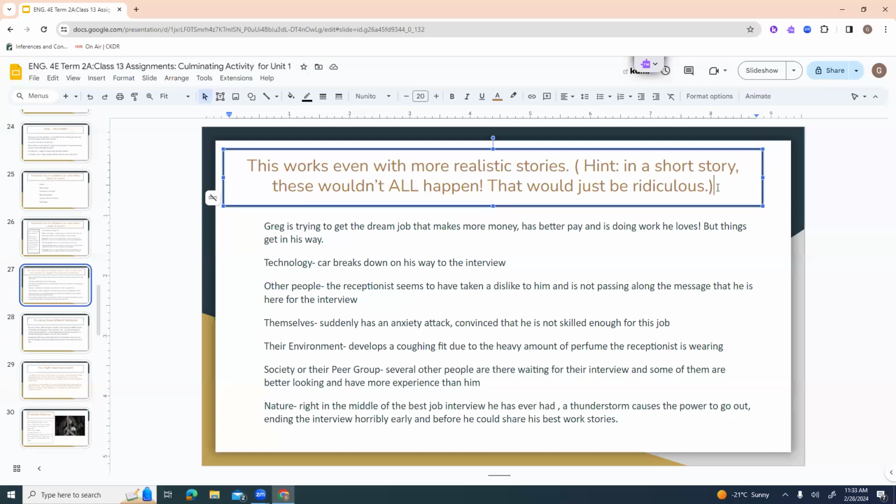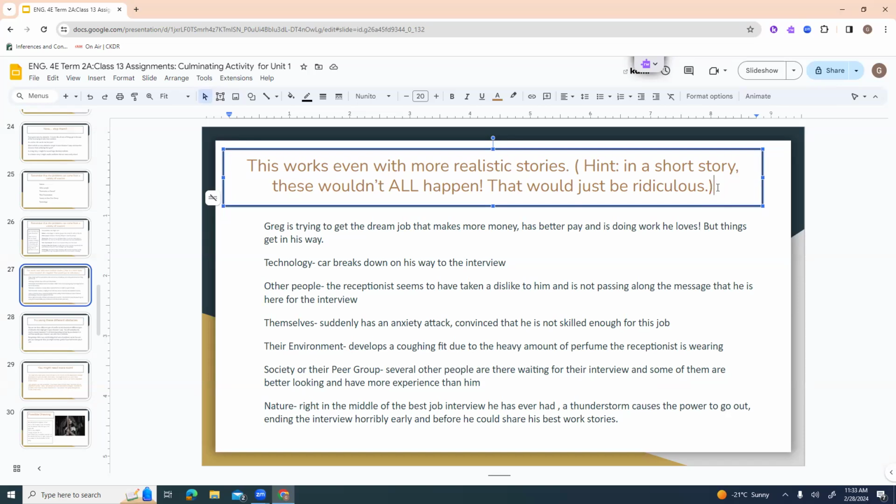Some of them are better looking and they have more experience than him. Maybe they're saying things. Maybe he knows some of them and they're, again, making put-downs and saying, hey, have you mentioned this horrible thing that you did in the past or whatever? Nature. This is a kind of a wild one, but hey, right in the middle of the best job interview he ever had, a thunderstorm causes the power to go out, ending the interview horribly early before he could share his best work stories. Yet the interviewer thinks, oh, that's good, I've heard enough, right?